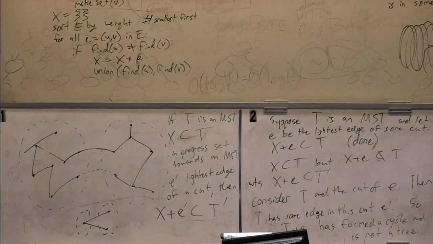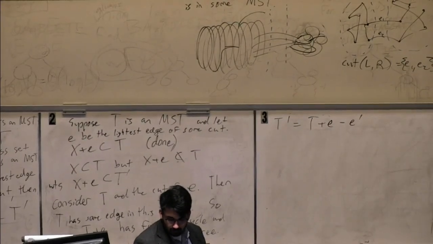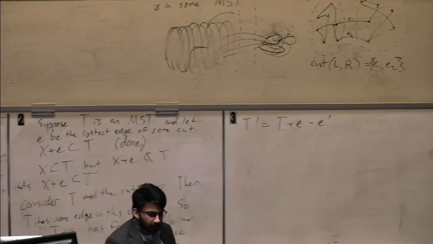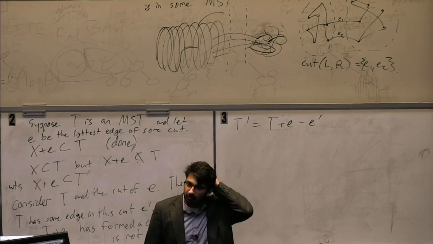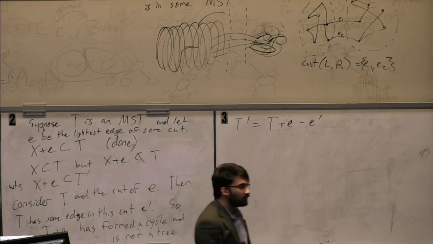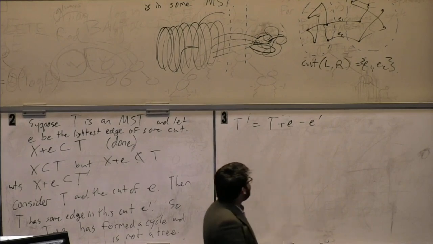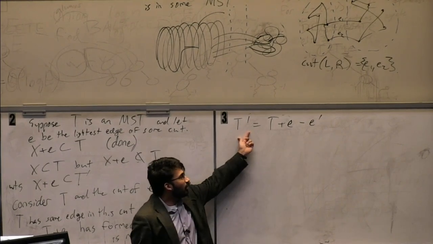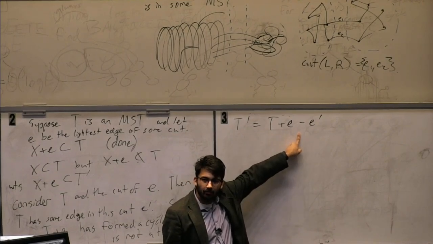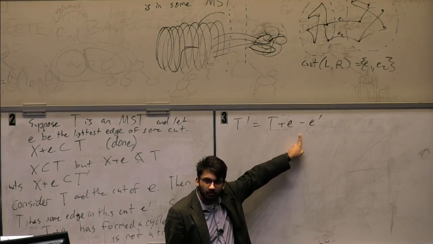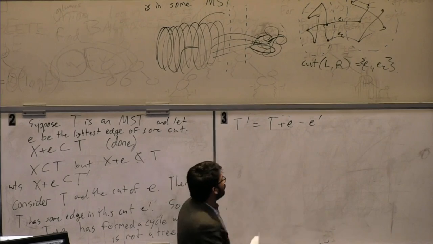Again, kind of not trivial, right? So T prime is T plus E minus E prime. I claim that T prime is an MST. So first off, is T prime a tree? Well, T is a tree. If you add an edge and remove an edge, it has the same number of edges. So it's got V minus 1 edges, so it is a tree.